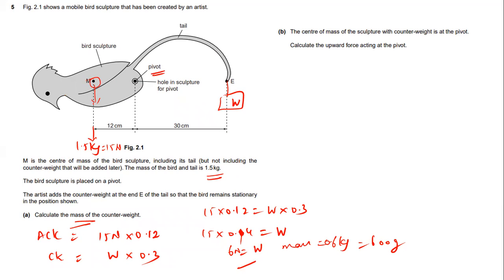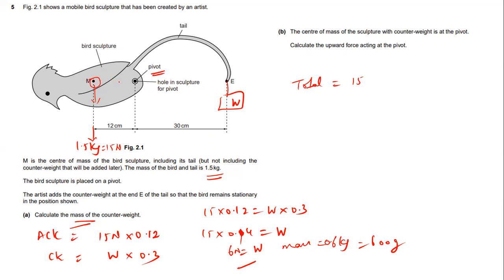Did you understand the question? Yeah. Okay, but it says that the center of mass of the sculpture with the counterweight is at the pivot. So shouldn't the center of mass be in the center, at the pivot, instead of the other way around? See, you cannot move your center of mass here.